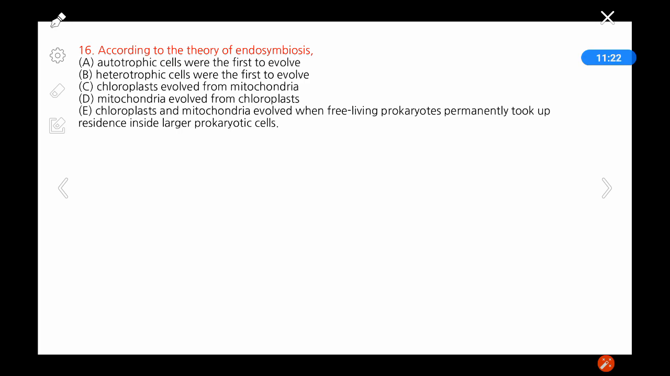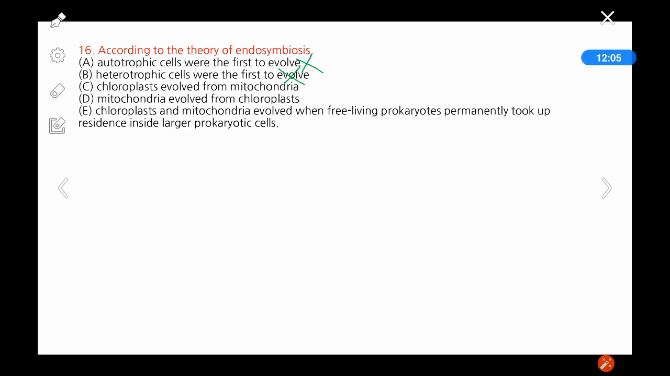According to the theory of endosymbiosis, let us see what we mean by endosymbiosis. Autotrophic cells were the first to evolve. Autotrophic means producers, the organisms that make their own food, but this is not related to endosymbiosis. Heterotrophic means consumers, or the organisms that cannot make their own food. It says heterotrophic cells were the first to evolve, and it's not related to endosymbiosis.